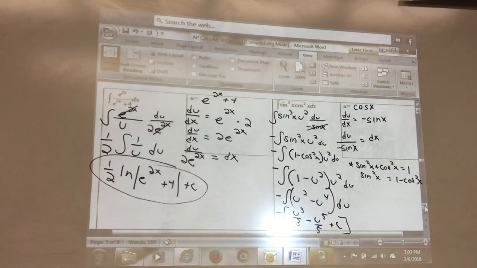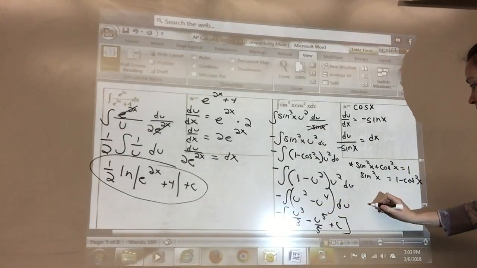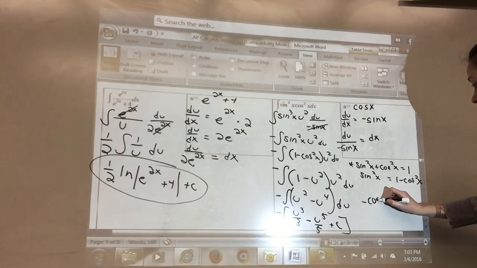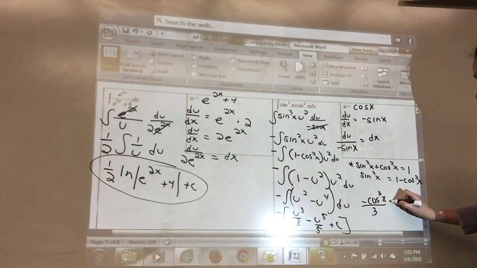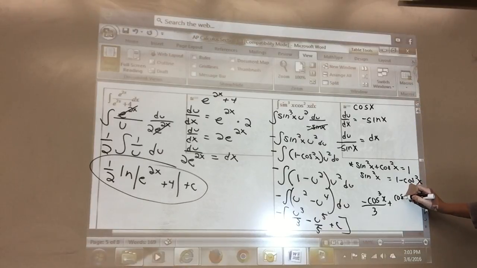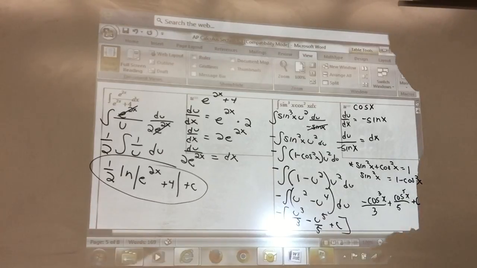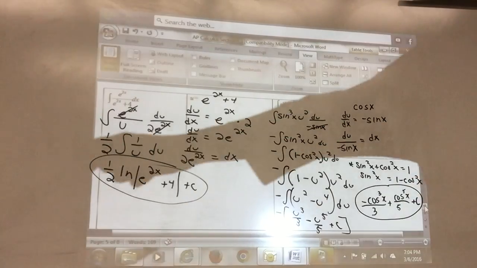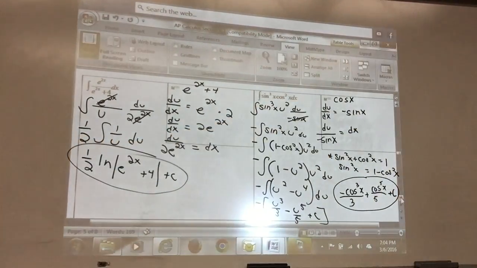So our final answer should be, let's distribute at the same time. We're going to do a negative cosine cubed of x over 3 plus a cosine to the 5th power of x over 5. And then you could put plus c or minus c. We could not take off for that because that's just going to end up being a constant, like I said. And in the end, it doesn't matter if it's positive or negative, because you don't know what it was in the first place. Okay, and that way you can see your final answer.